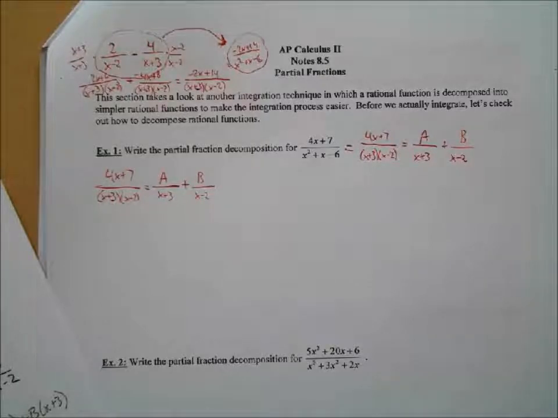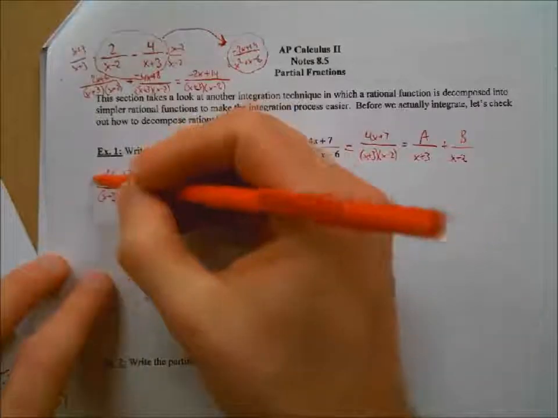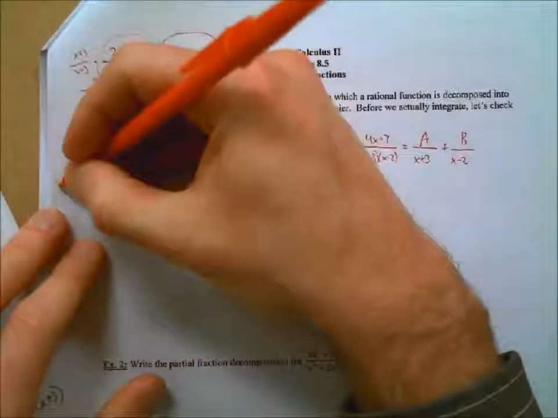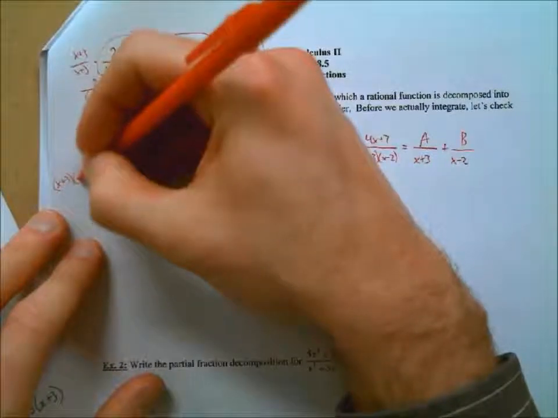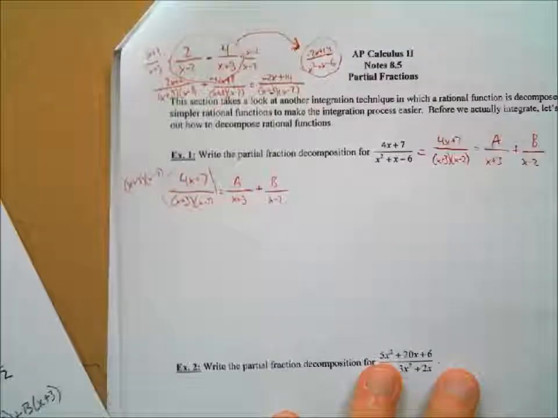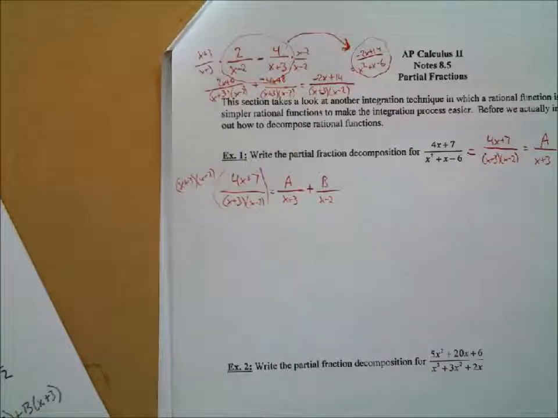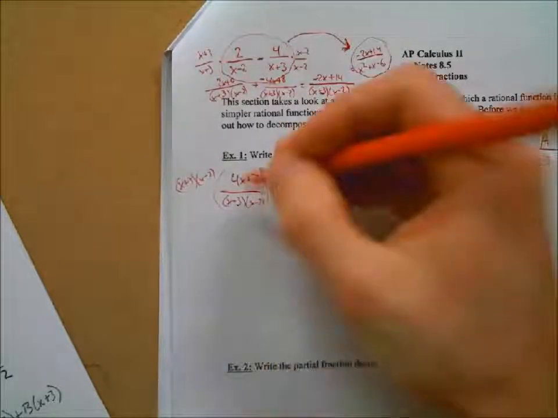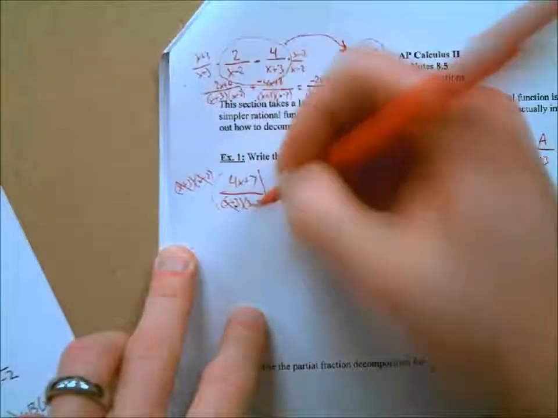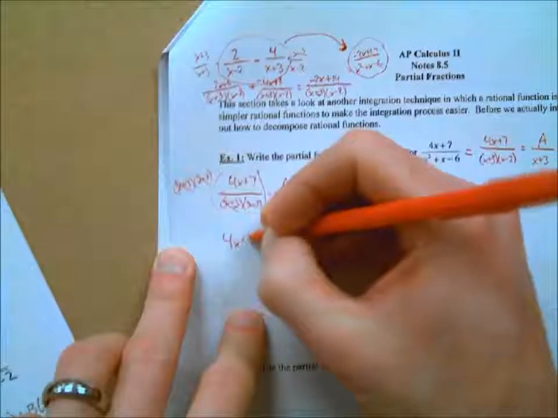Now, what we're going to do here is clear the denominator, so to speak. So we're going to take this side, and we're going to multiply by x plus 3, x minus 2. I'm off the screen again. Let me just zoom in over here, because I don't need that other stuff anymore. Okay. So we're going to multiply the left-hand side by the quantity x plus 3 times x minus 2. So those will cancel, and our left-hand side will be 4x plus 7.